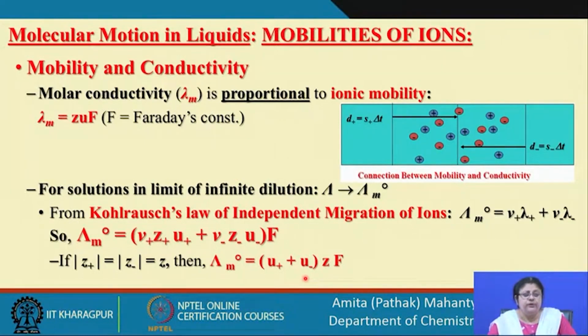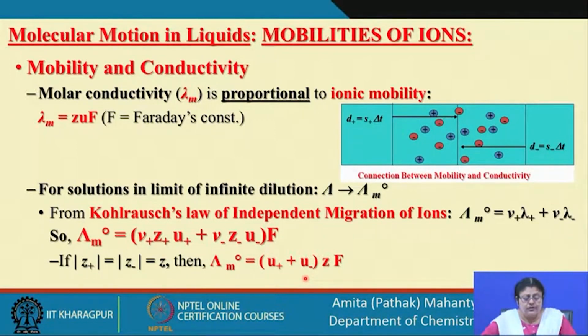And when we talk about mobility and conductivity, they have to be related. Molar conductivity is proportional to ionic mobility. So, the molar conductance lambda is nothing but Z U F. U is the mobility, F is the Faraday constant and Z is the charge number associated with the ion. This is for a solution at limiting dilution, where the concentration, the molarity, is tending towards 0.